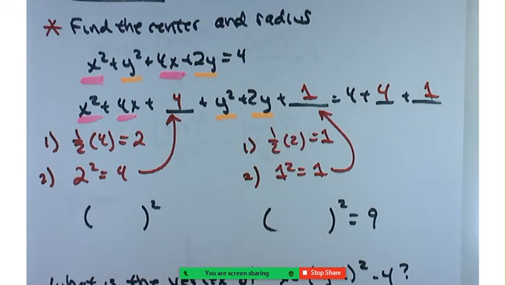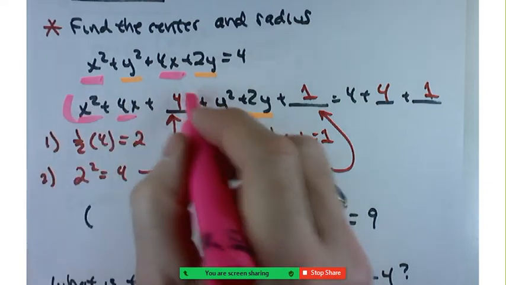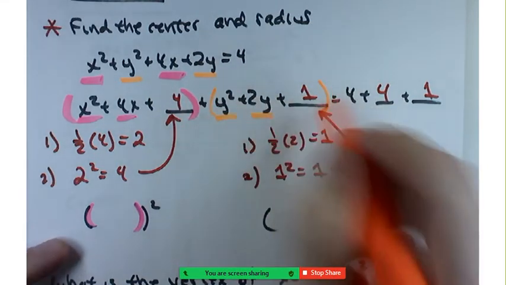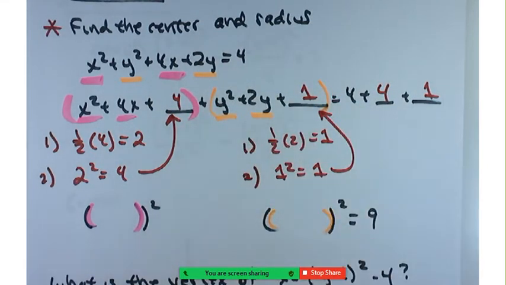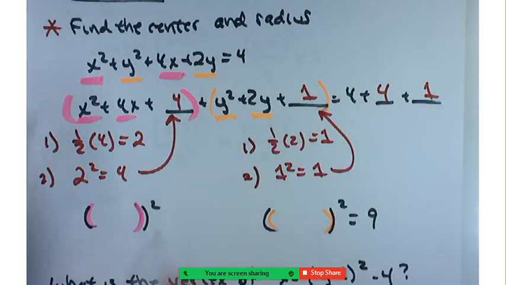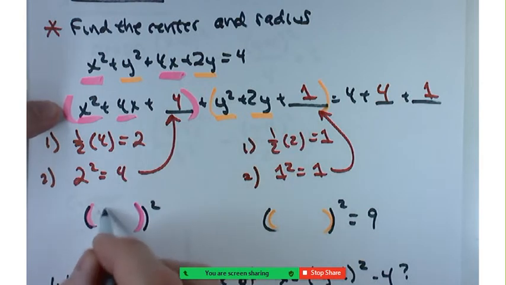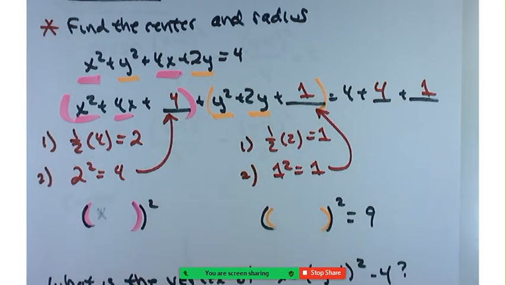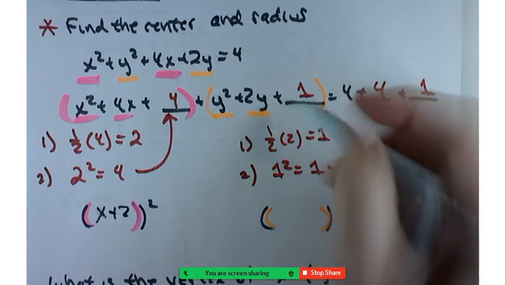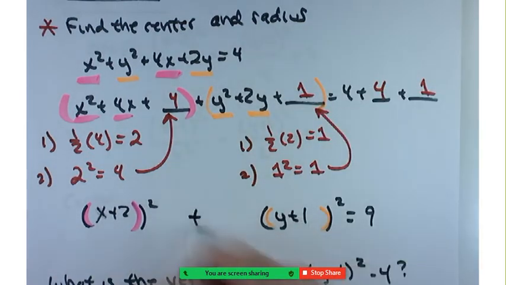Now on the left-hand side, this is a perfect square. And this is also a perfect square. What do I square to get this one? Any help on that one? X plus 2. Good. Make sure you put in the x as well. Thank you. Over here, y plus 1. There's a plus between these two things.